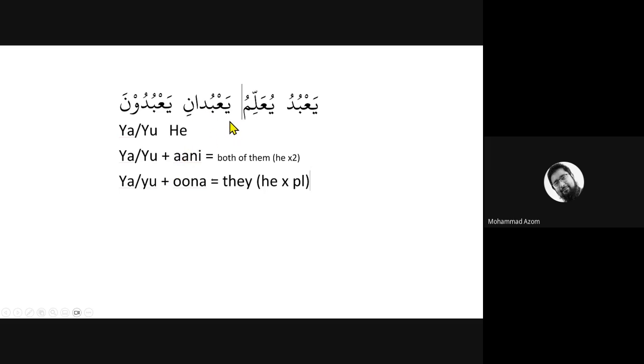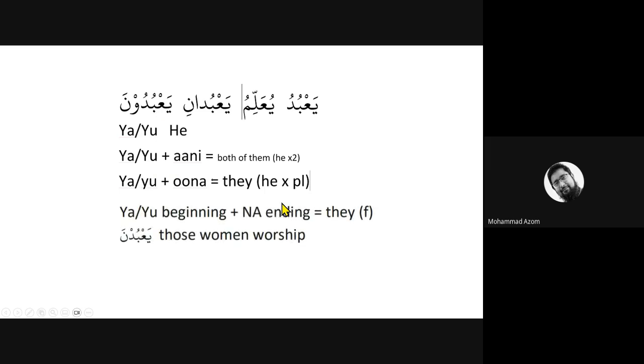It's the same thing. If we go to the first lesson, although that was an ism chart, the present tense is the same thing. So ya'budani is both of them worship. That's the huma version of the masculine in third person. And una, a ya plus u, starting with ya and ending with una, is they, the hum version. Ya plus u beginning and na ending is the feminine one.